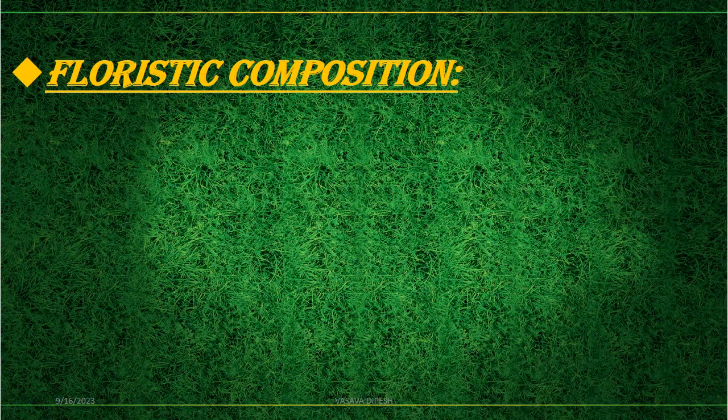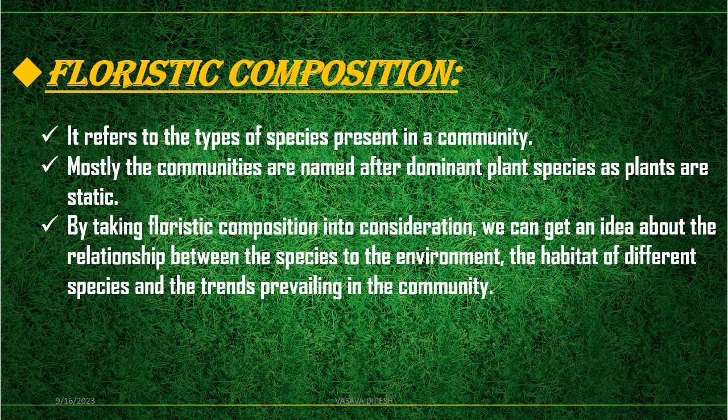Floristic composition, it refers to the types of species present in a community. Mostly the communities are named after dominant plant species as plants are static. By taking floristic composition into consideration, we can get an idea about the relationship between the species to the environment, the habitat of different species, and the trends prevailing in the community.